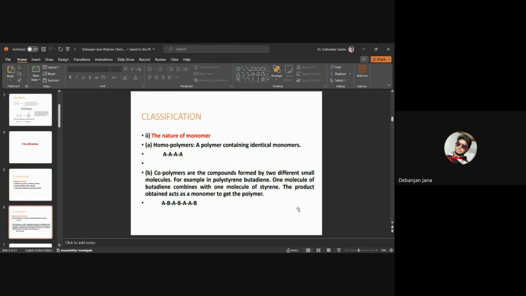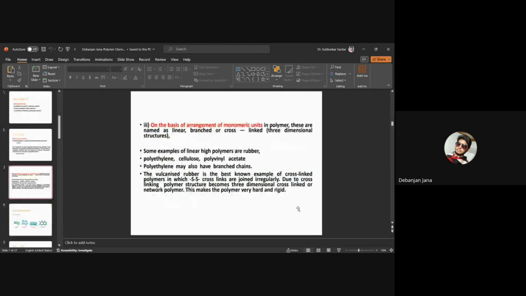Then the nature of monomer. First, homopolymers. A homopolymer is a polymer containing identical monomers. Then copolymers are the compounds formed by two different small molecules. For example, polystyrene butadiene. One molecule of butadiene combines with one molecule of styrene. The product often acts as a monomer to get the polymer. And third, on the basis of arrangement of monomeric units in the polymer, these are named as linear, branched, or cross-linked, three-dimensional structure.